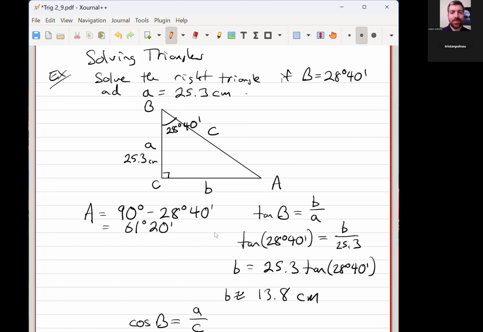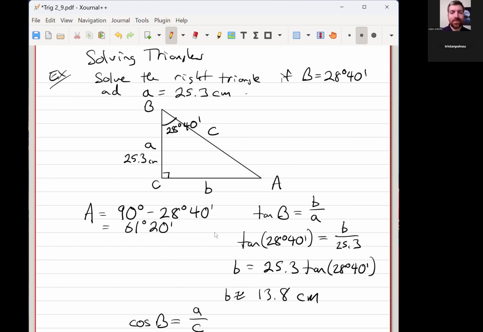So here's a right triangle, and we're given the angle B to be 28 degrees, 40 minutes, and side A, 25.3 centimeters. This is the standard labeling of a right triangle. Side C or side A or side B lies opposite the angle. So you see the angle B there at the top. Side B is the opposite side. Like when we calculate the trig function ratios, it's the opposite side. That's what gets the name B.